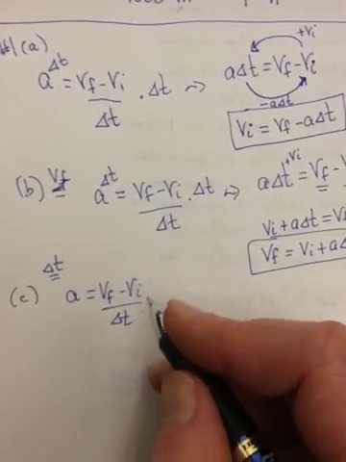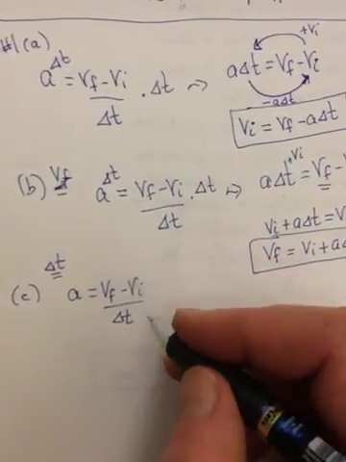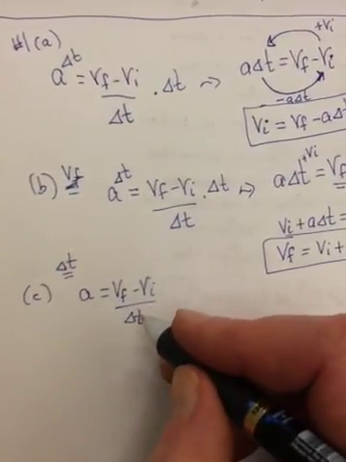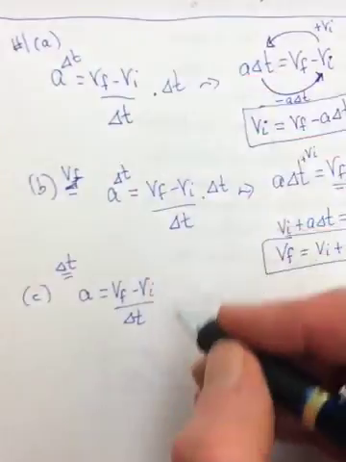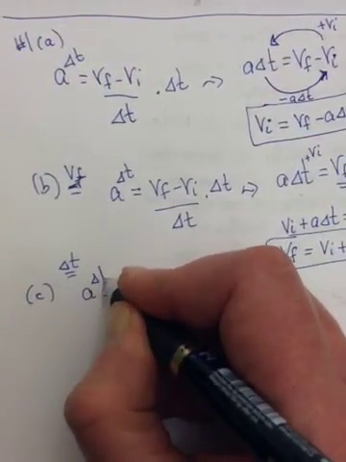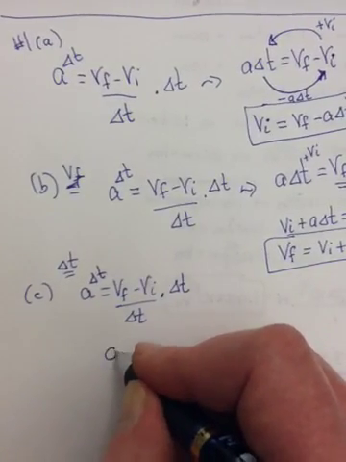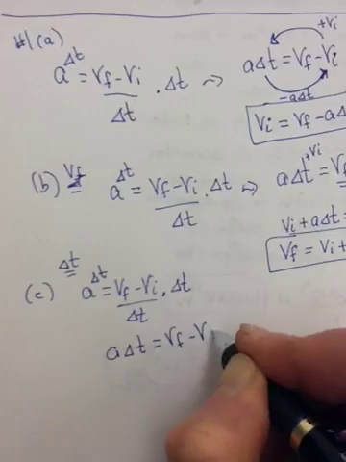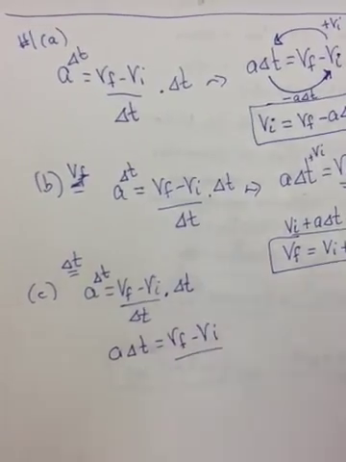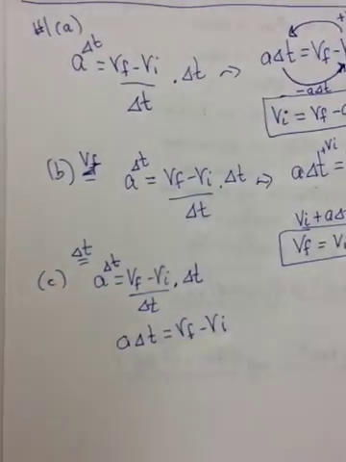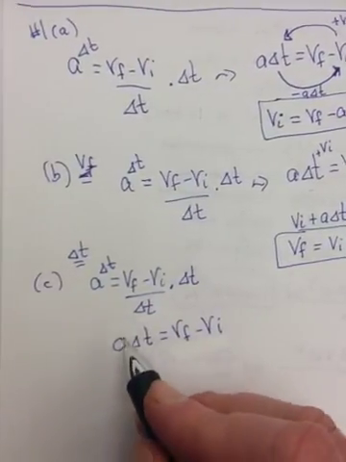All right, so hopefully you now have turned the video back on. We want to rearrange for delta t. So again, we need to get the delta t off the bottom, just like we did in the upper two. So multiply both sides by delta t. And so we'll end up having a delta t is equal to VF minus VI. Oops, there's no line there. That's just your imagination.